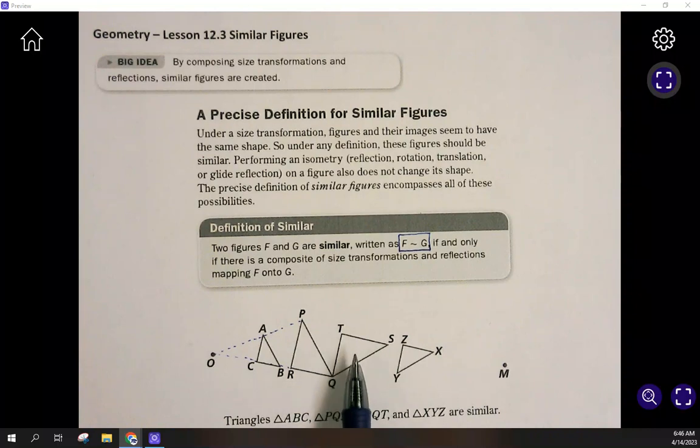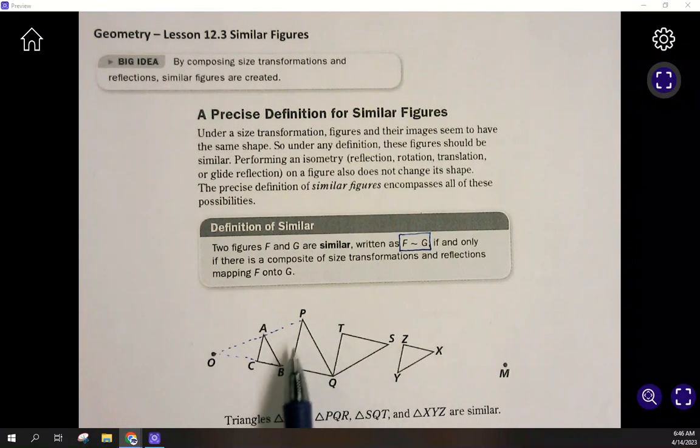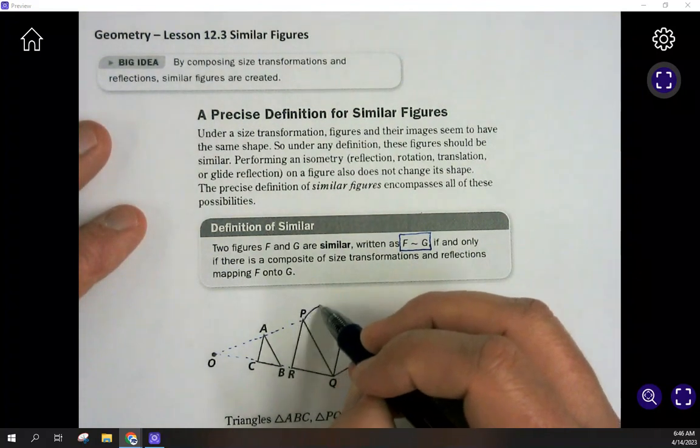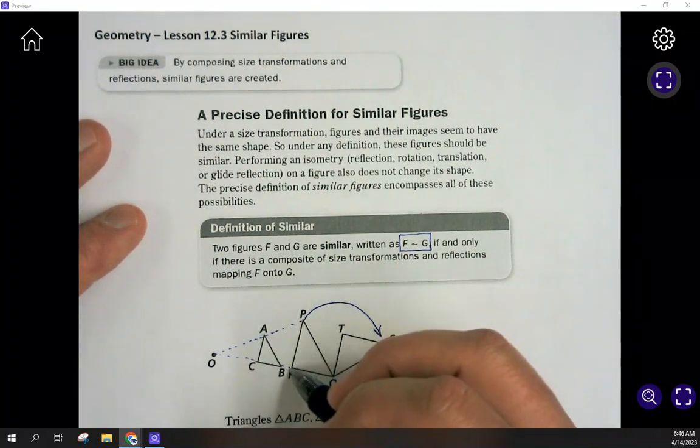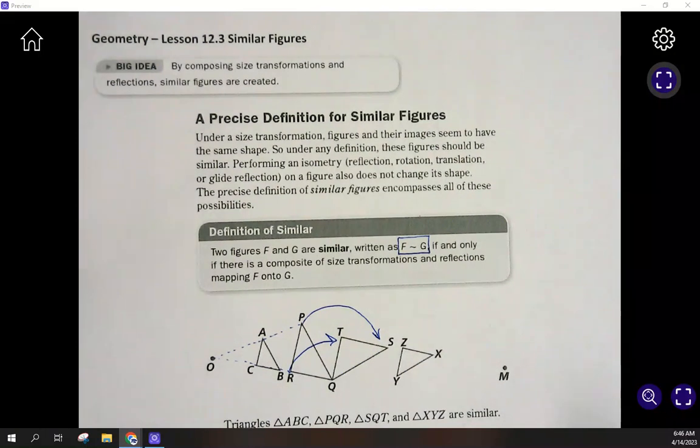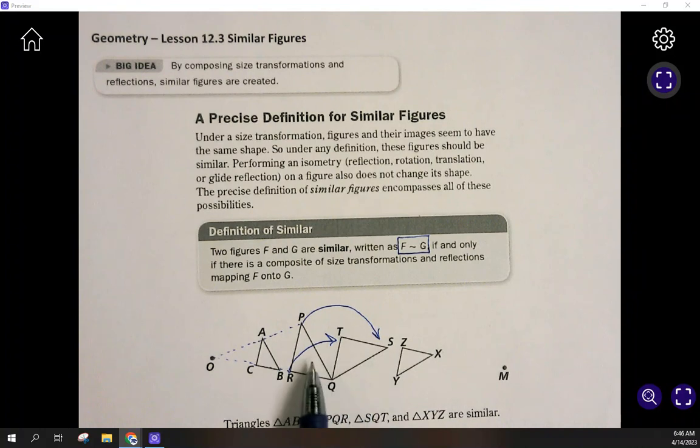Then we have SQT, which is a rotation of this one at Q. So notice Q hasn't moved, right? But we've rotated each one of these around Q. Q has stayed put. That's the center of the rotation. So the size doesn't change, the shape doesn't change. They are still similar. So these are similar to each other, which means all three of these are similar to each other.